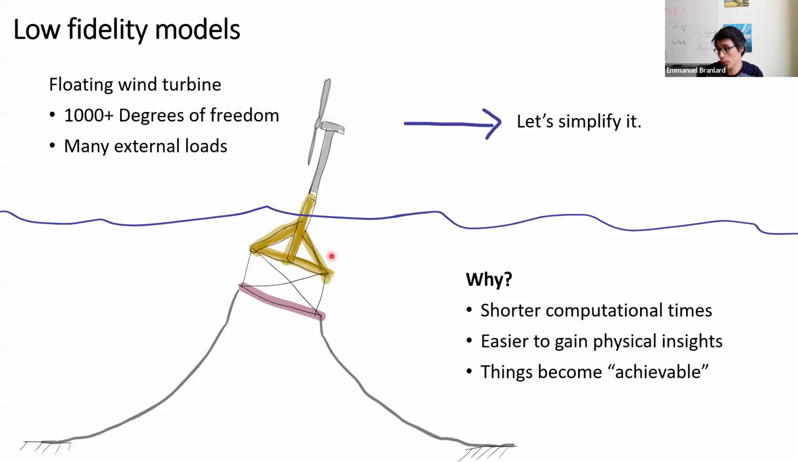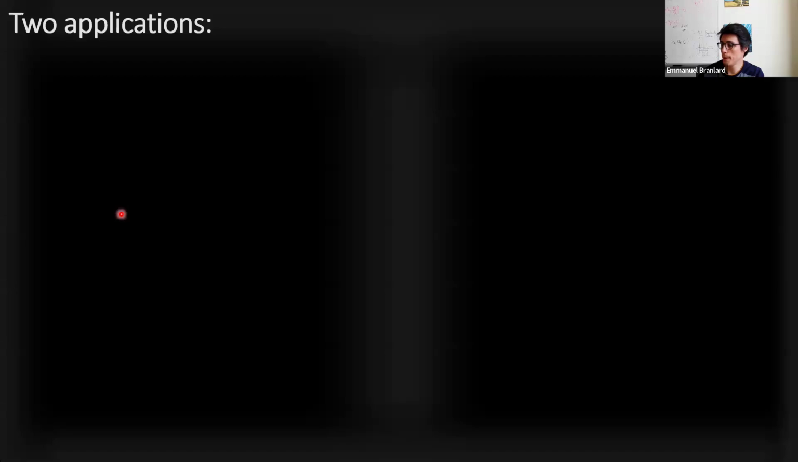My third point is that things become achievable. Again, it's related to this computational cost: things that maybe you couldn't run in real time, now all of a sudden you can run them in real time. So I have two applications of simplifying a wind turbine model and then playing with that model.